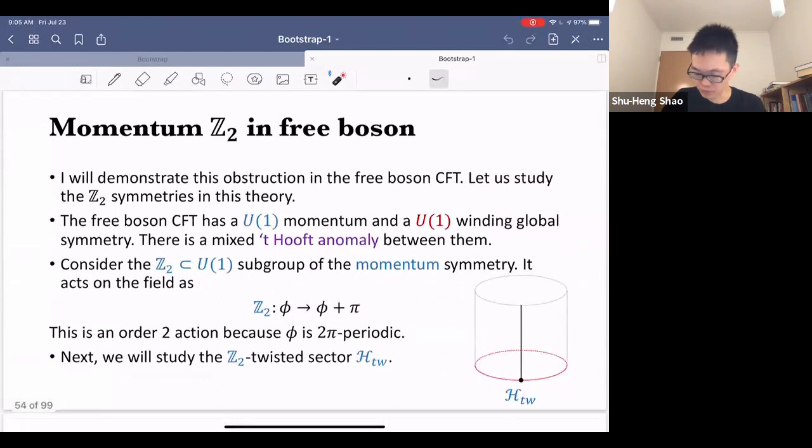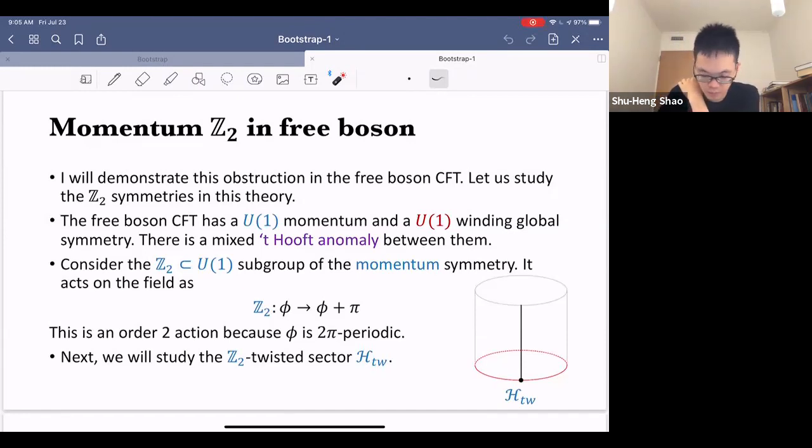So I'm going to go through some Z2 symmetries in the free boson CFT. In this case, it's a free CFT. We can really solve everything, including the twisted sector. And we will see that for some Z2s, the twisted sector states will have no integer spin operators, and therefore that Z2 cannot be gauged because we do not know how to do the second step, and that signals the anomaly.